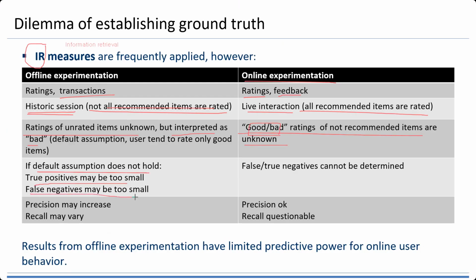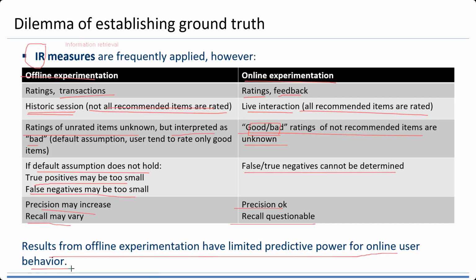So if the default assumption does not hold, then we may have this: true positive may be too small, false negative may be too small. And for the online experimentation, we have the true negative that cannot be determined. As the result of this offline experimentation, the precision may increase and the recall may vary. In this online experimentation, the precision is okay, but the recall is questionable. So results from offline experimentation have limited predictive power for online user behavior.